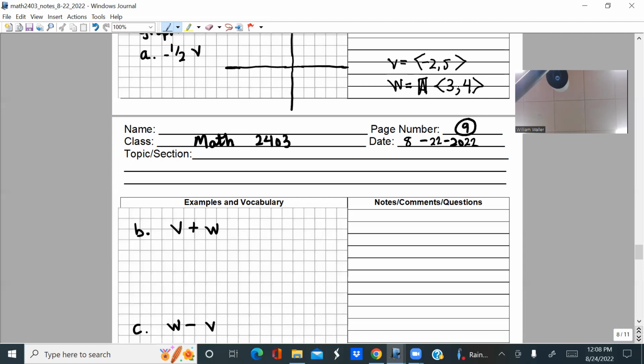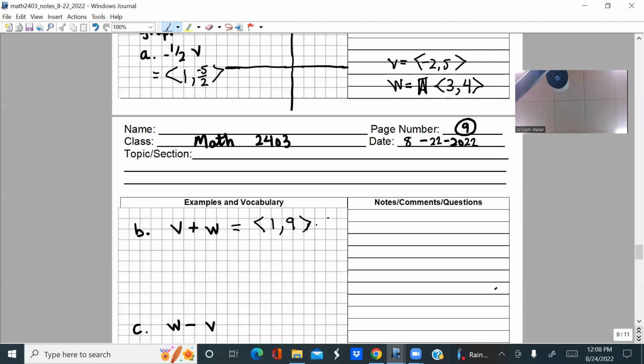Did y'all finish those? What's minus 1/2 v then? Yeah, so minus 1/2 times, so minus 2 is what, plus 1? And then minus 1/2 times 5 is minus 5/2. So did y'all get that? And then v plus w, that should be pretty straightforward, right? Just adding the components. So minus 2 plus 3 is 1. And then 5 and 4 is 9.